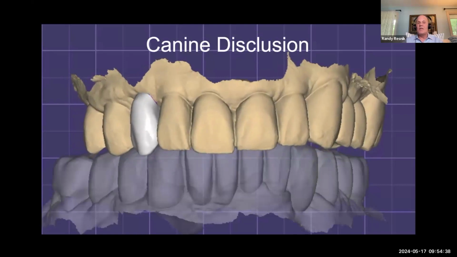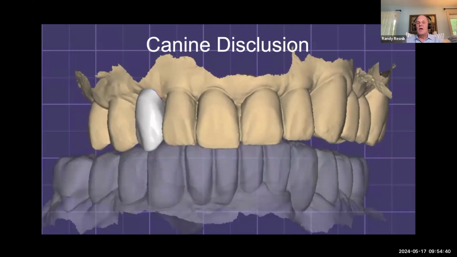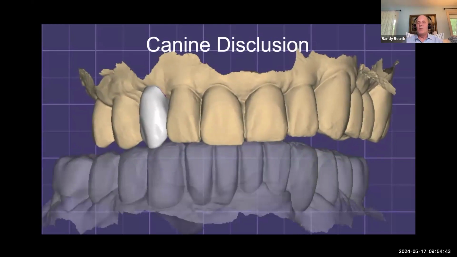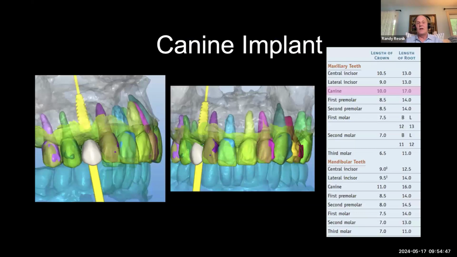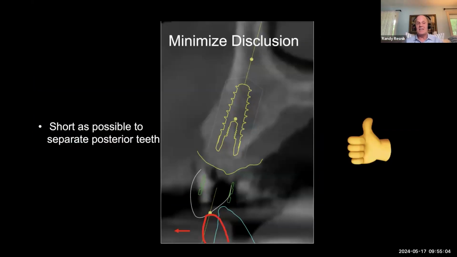So it's very important that we have canine disclusion, but the difference between an implant discluding and a natural tooth is a lot different. If we look at the natural tooth canine, it's the longest root in the mouth. Why is it? Because it's probably the most important for occlusion. That's what we disclude off of. That is why it's the longest root in the mouth. Well, with the implant, that doesn't change. So what we want to do is minimize our disclusion.